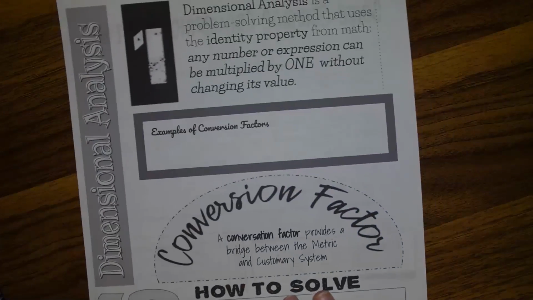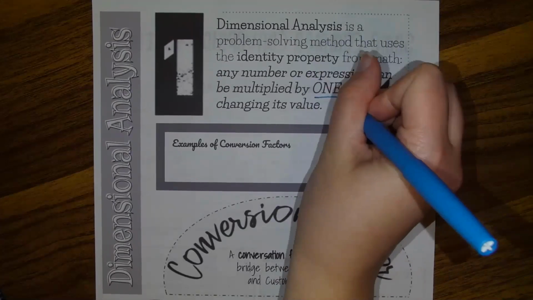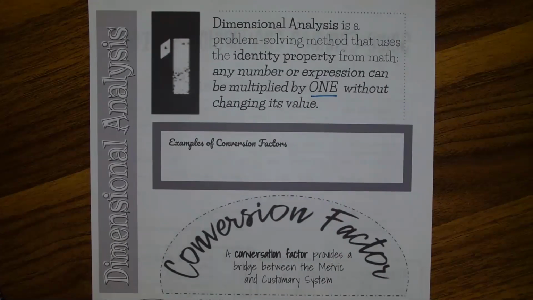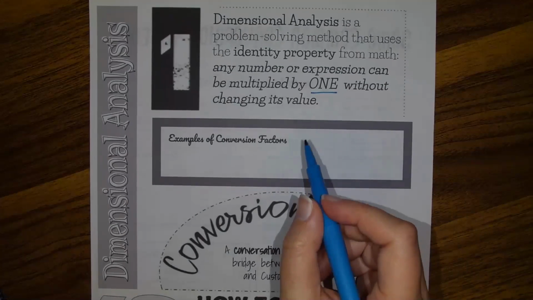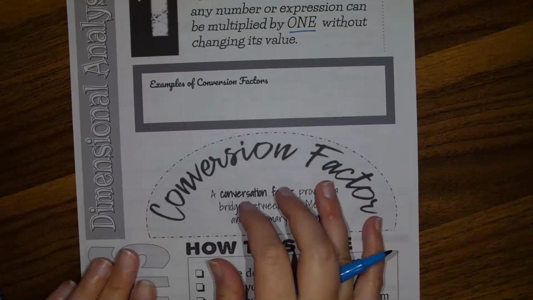So let's start talking about dimensional analysis. That was the whole reason we started talking about the metric system and prefixes. Dimensional analysis itself is a problem-solving method that uses the identity property for math. The identity property says that any number or expression can be multiplied by 1 without changing its value. So essentially, if 1 foot is equal to 12 inches, that's the same thing as saying 1. We're doing the same thing you would have done with the identity property in math with fractions, but instead we're using conversion factors as our fractions.